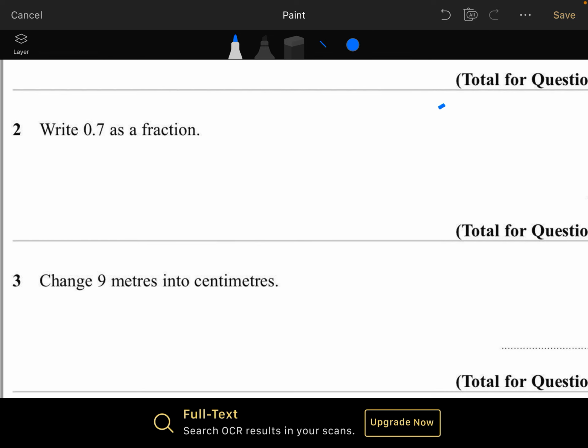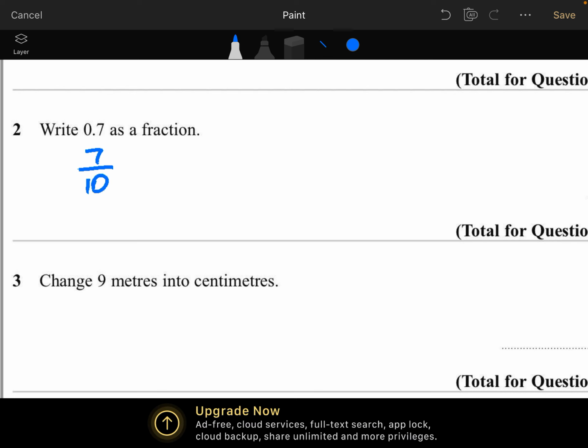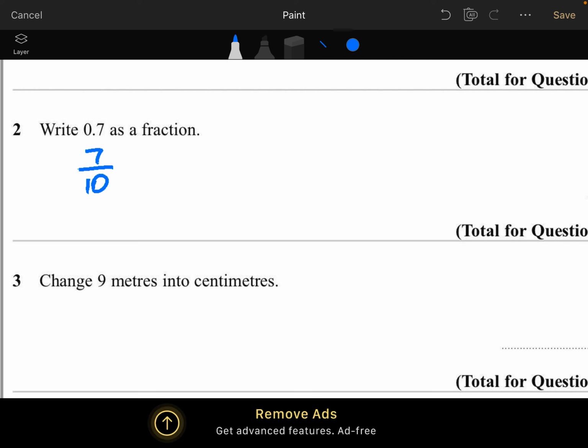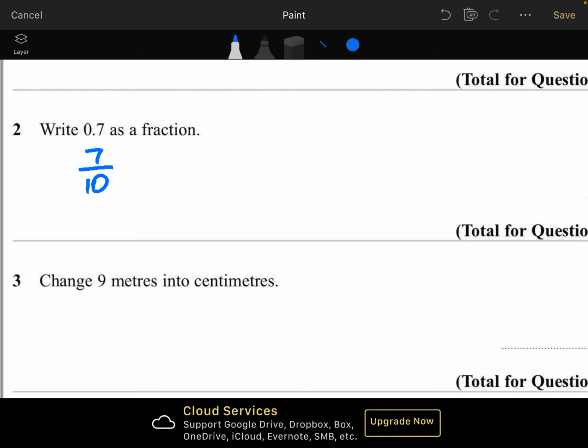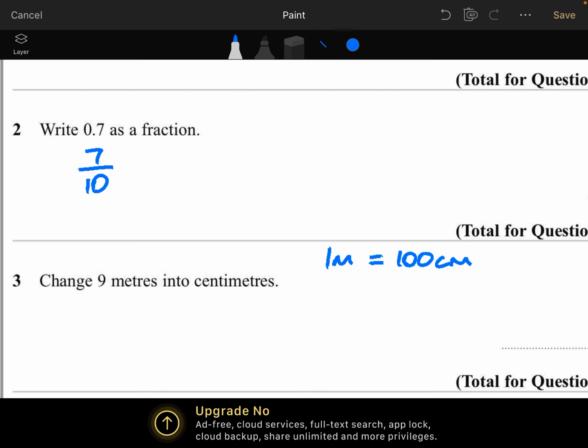Write 0.7 as a fraction. 0.7 is 7 over 10. Change 9 meters into centimeters. Well, in 1 meter, if you think about a meter ruler, we've got 100 centimeters in that. And so in 9 meters, we're going to have 9 times that. That's 900 centimeters.